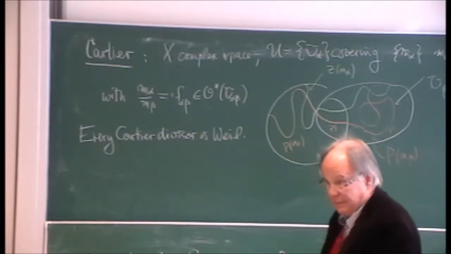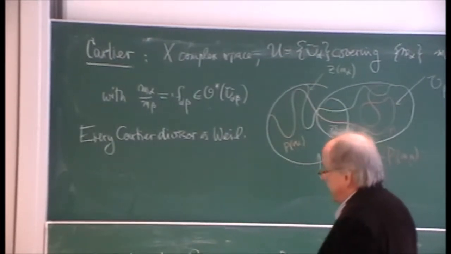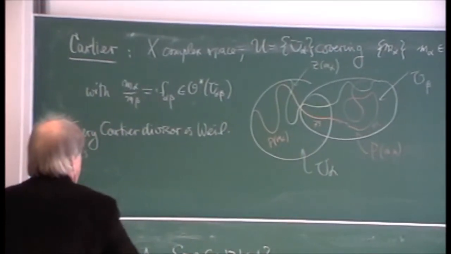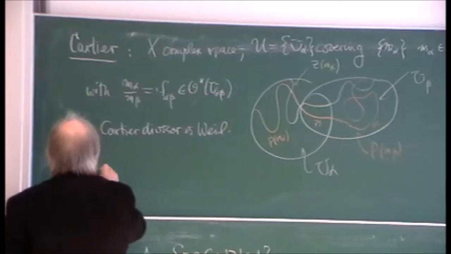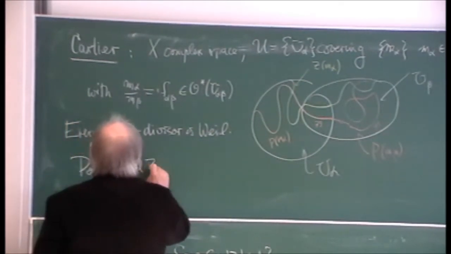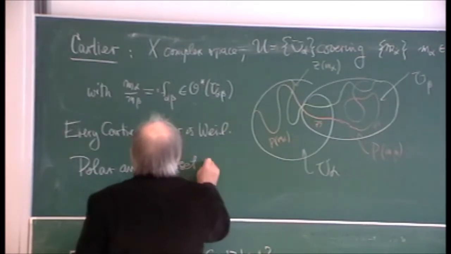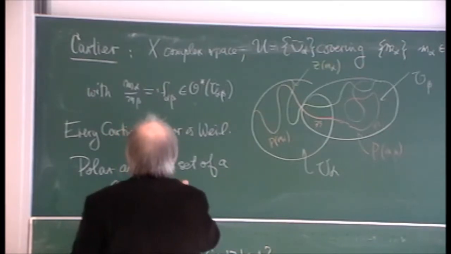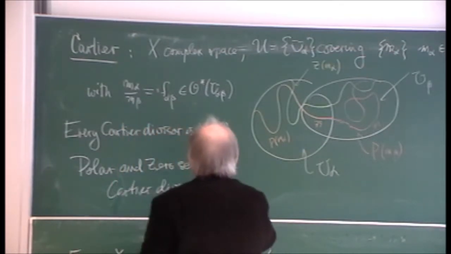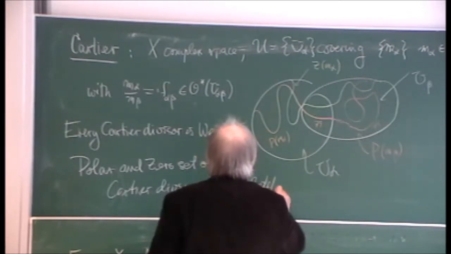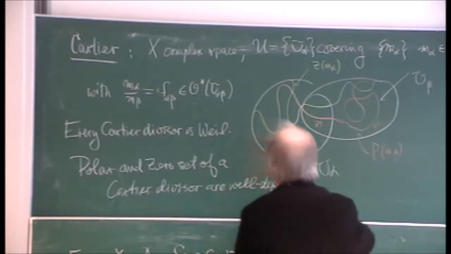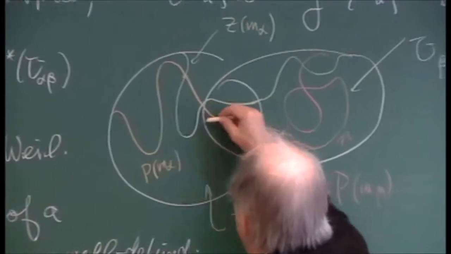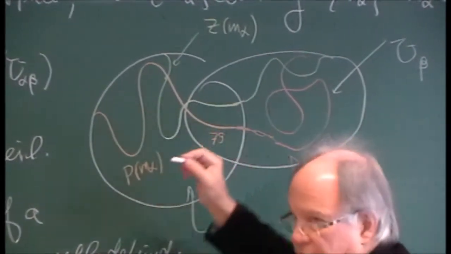Now what does that mean? It means that the polar set and the zero set of a Cartier divisor are well defined. So locally, this is the polar set on U alpha, here's the polar set on U beta, and on the overlap they agree.